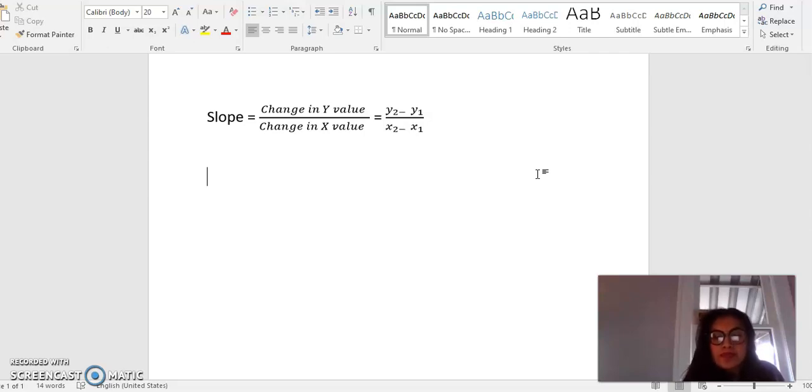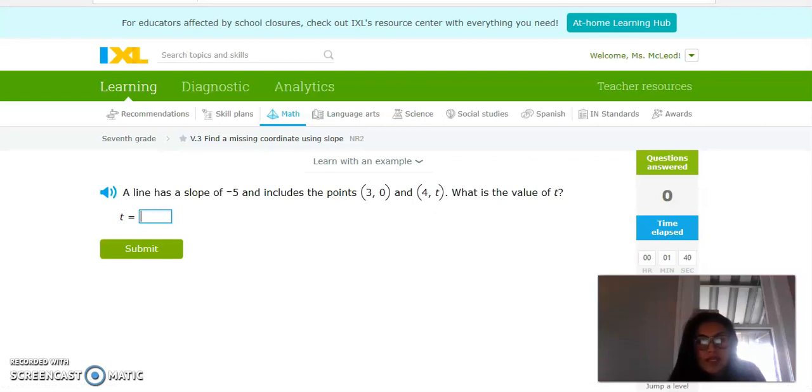We recall that when they give us a coordinate point, it is often in the form of (x, y). So the first point in our ordered pair is the x, and our second point in our ordered pair is the y. We're going to keep that in mind when we do the skill given to us on IXL.